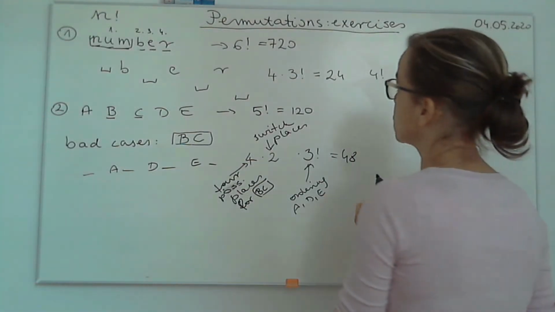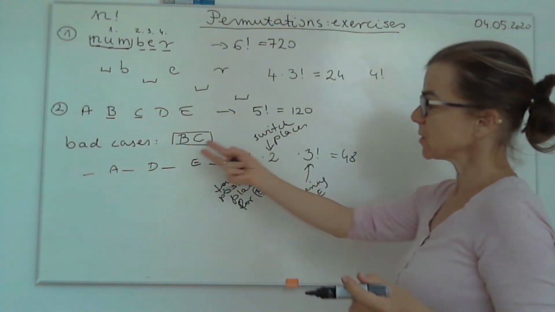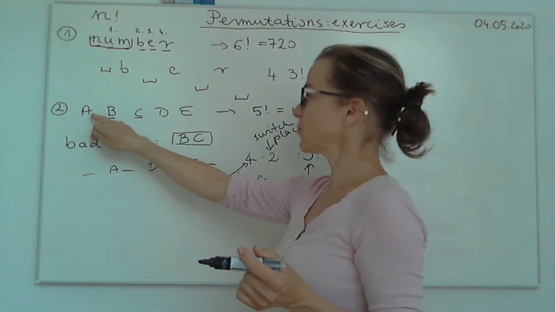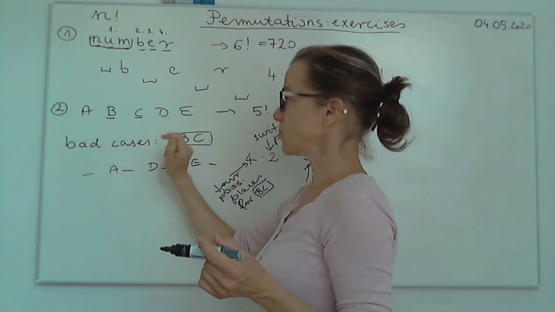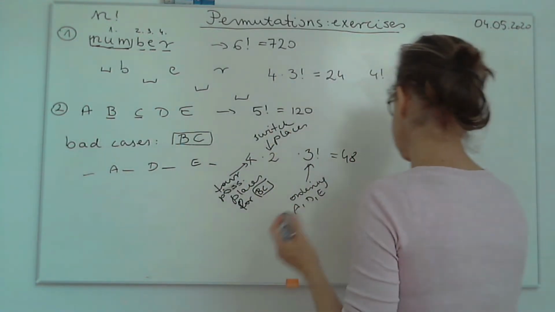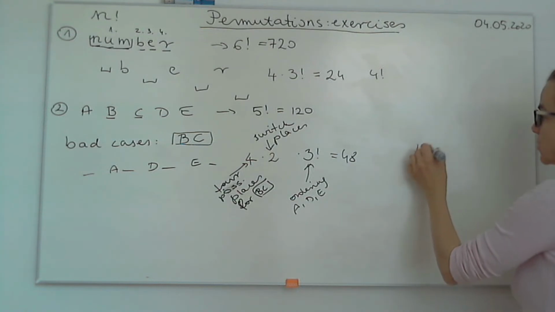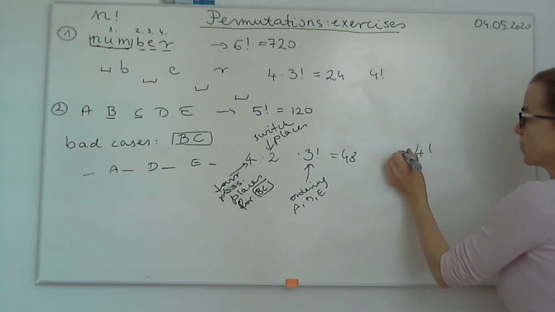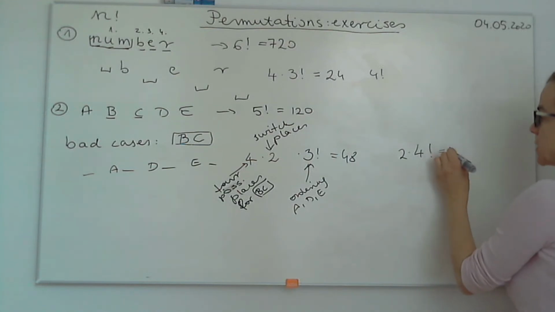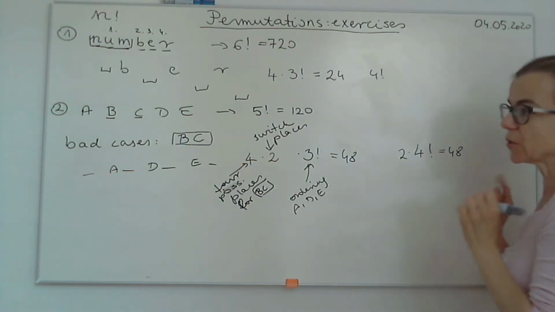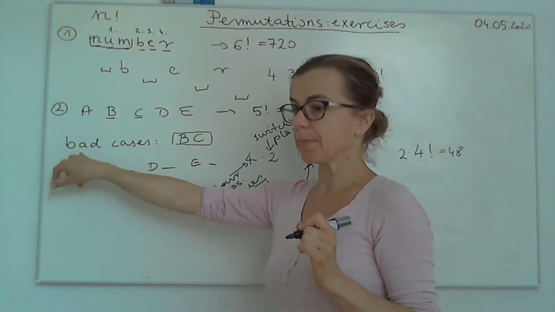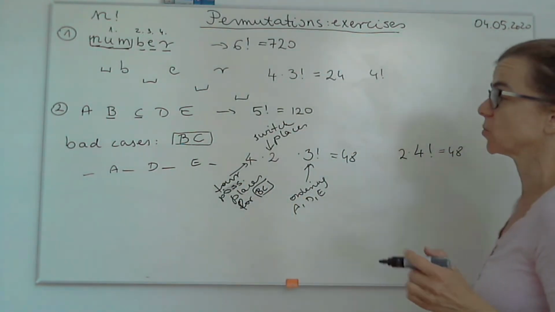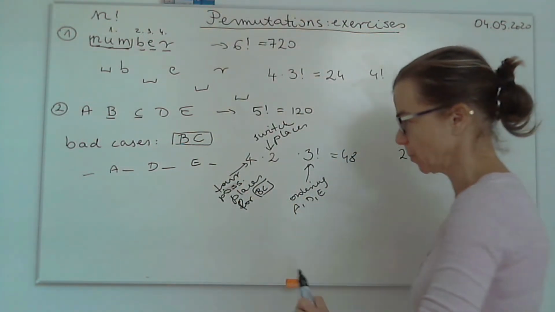The alternative story would go, let's consider BC as 1 unit. So then I have to order A, D, E, 3 units, plus BC, that's 4 units. Ordering them gives me 4 factorial. BC can switch places, so I have to multiply it by 2, and this gives me 48. Don't forget that we are at the bad cases of the original problem because Bill and Cecile don't want to sit next to each other because of the popcorn problem.